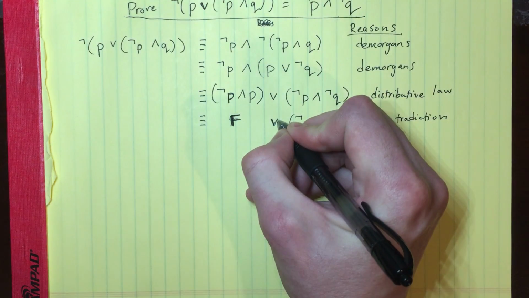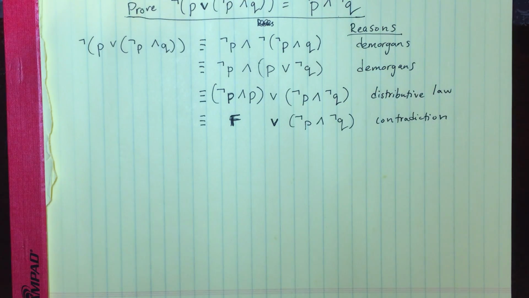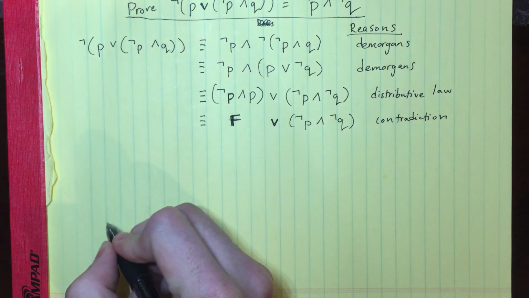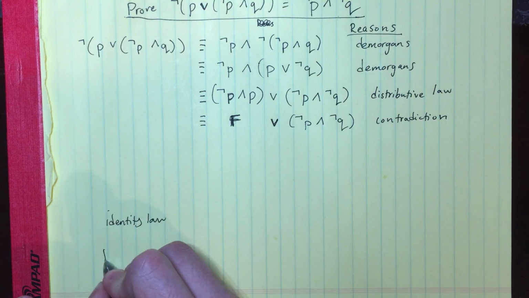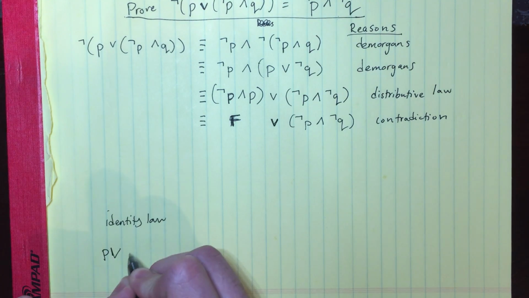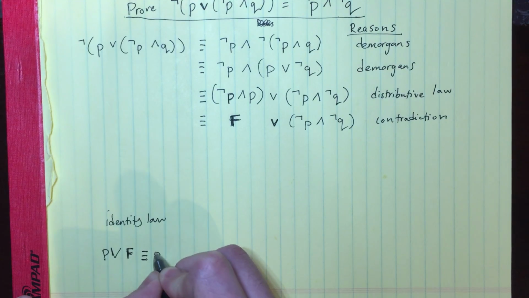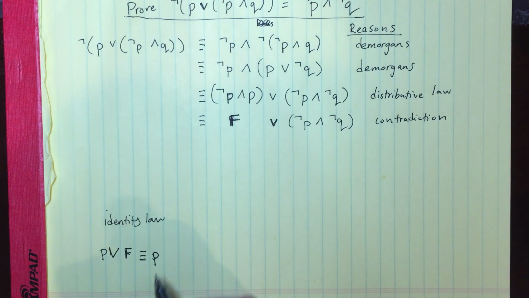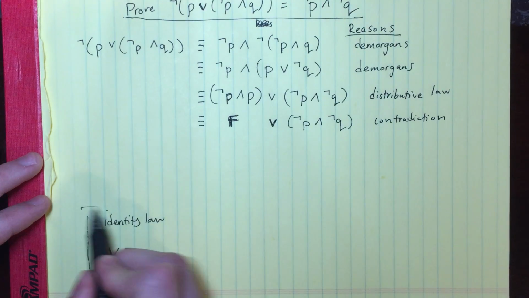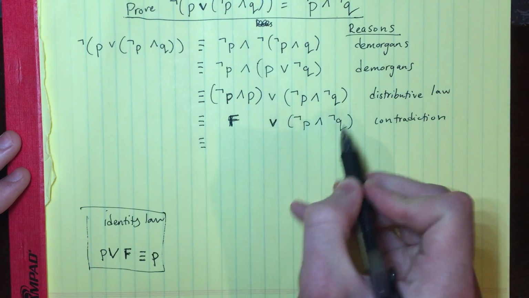Now, we want to use this thing called an identity law. Let me write it here. The identity law was P or false, and that's a bolded F, gives you back P, like equivalent to P. So whatever you put in the proposition here, or contradiction, gives you back the proposition. So we have this, so it gives us back this proposition.